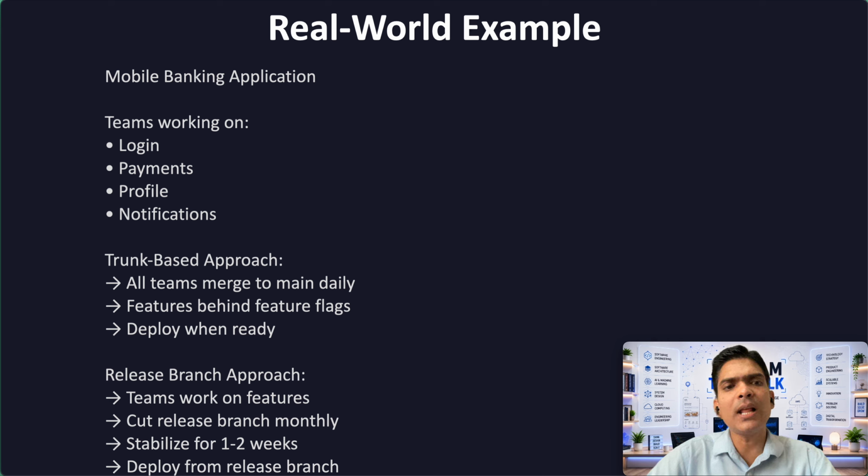With the release branch model, teams work on the features throughout the month. At the end of the month, you cut a release branch. That branch goes through 1 or 2 or 3 weeks of stabilization and testing. Once stable, you deploy from the release branch directly. Both approaches work. The question is which one fits your needs and your team.